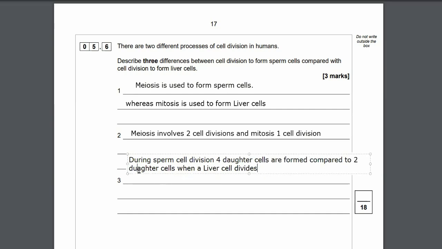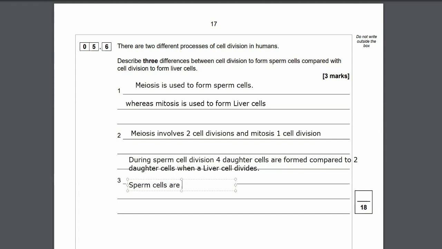God, I can't spell daughter, right? We get 2 daughter cells, or new cells, as might be more politically correct, when the liver cell divides. But when we produce gametes or sex cells, whether it's eggs or sperm, we make 4 daughter cells or 4 new cells.